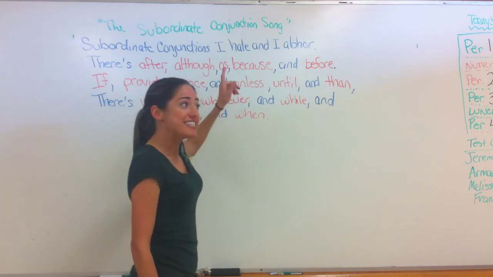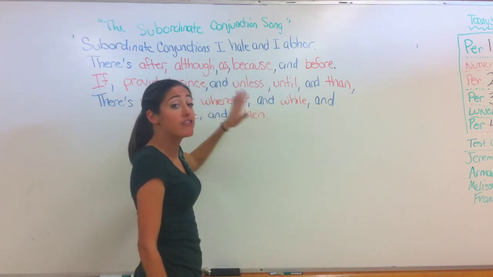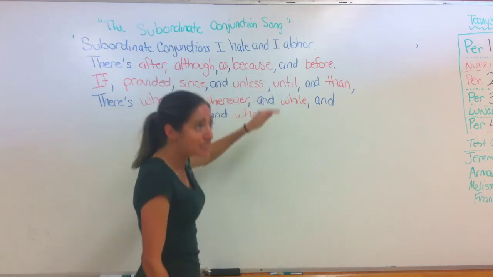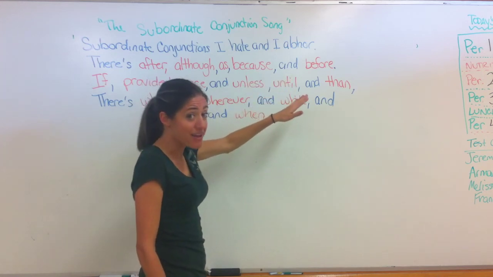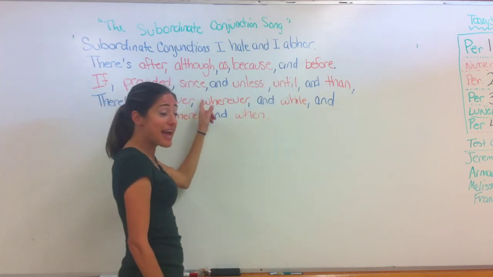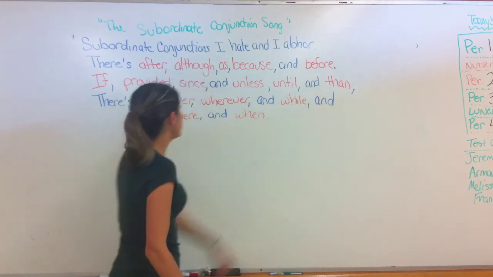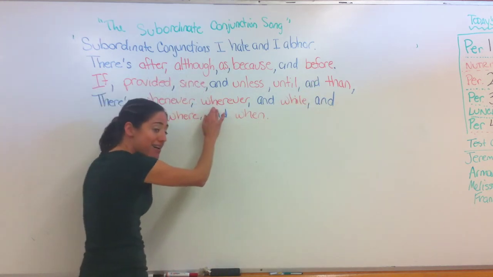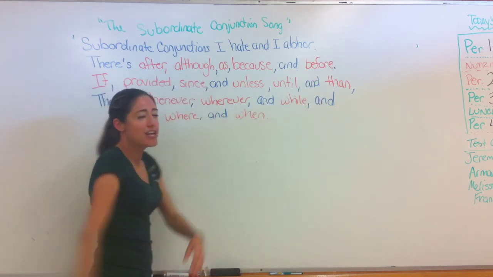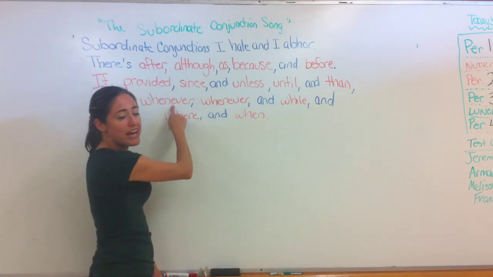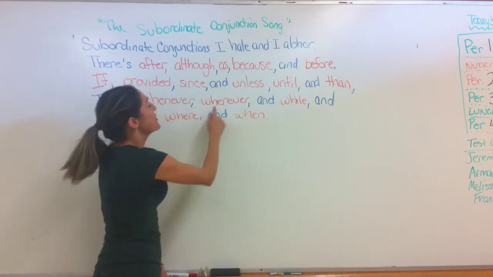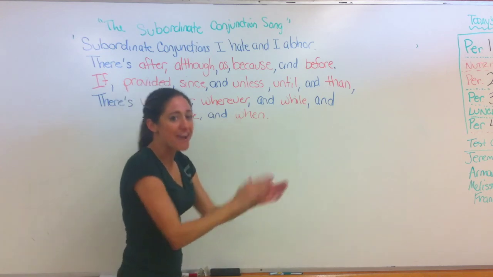Subordinate conjunctions I hate and I abhor. There's after, although, as, because, and before. If, provided, since, and, unless, until, and then. There's whenever, wherever, and while, and where, and when. You hit the second syllable on whenever and wherever. Whenever, wherever, and while, and where, and when.